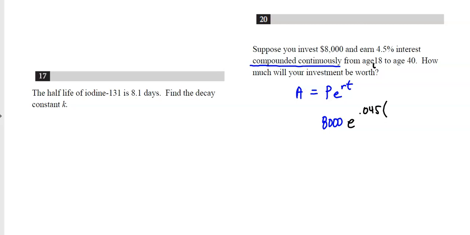My t, from 18 to 40, that's 22 years. So be careful that all of this stuff is in your exponent. When you crank that out, you're going to get a grand total of $21,529.88.